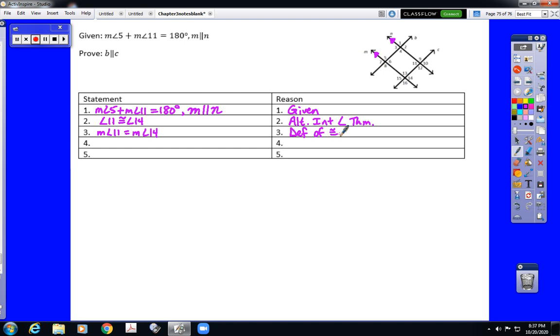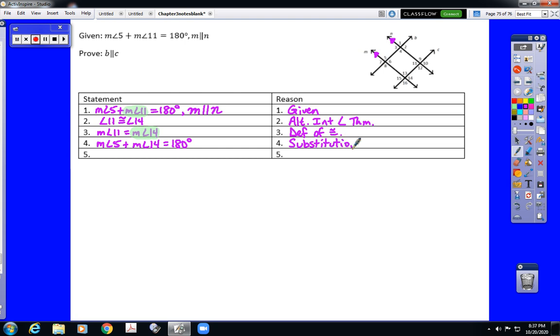The only reason, once again, this is much like one of the proofs in the early video, the only reason I would go about doing that is so that I can substitute, so that I can replace the measure of angle 11 in my given with the measure of angle 14. So I'm going to take the measure of angle 14 and plug it in up here for the measure of angle 11. That would give me the measure of angle 5 plus the measure of angle 14 equals 180 degrees by the substitution property.